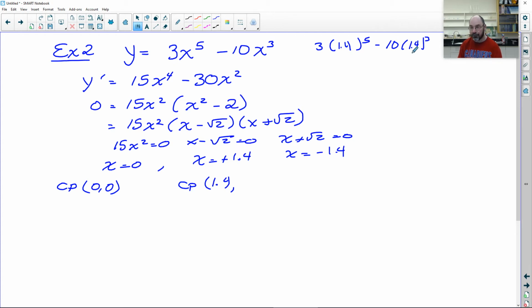Oops, did that wrong. Let me do that again. 1.4 to the third times 3, put a negative in front of that, and then we'll add 3 times 1.4 to the fifth. And we get, what do I get there? About negative 11.3.